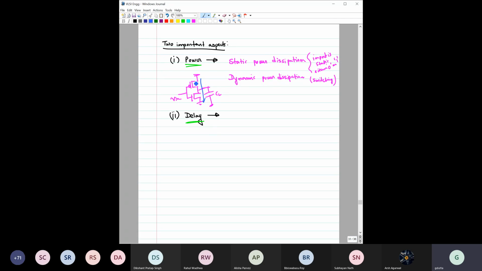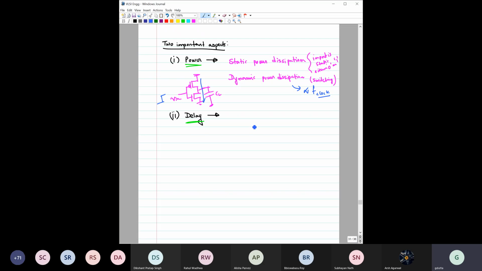So dynamic is primarily the charging and discharging of this capacitor, because when you are charging this capacitor, some power is also consumed. This dynamic power dissipation is proportional to the clock frequency. The clock frequency means basically how frequently the input is switching. The more the switching, the more the dynamic power dissipation.